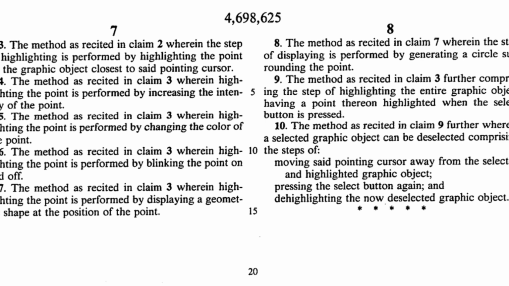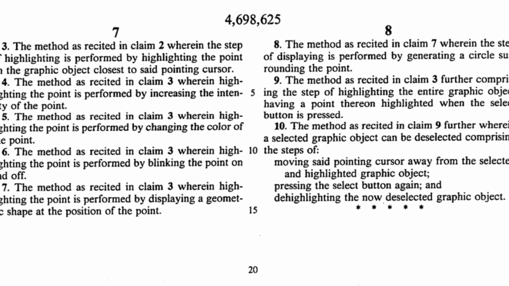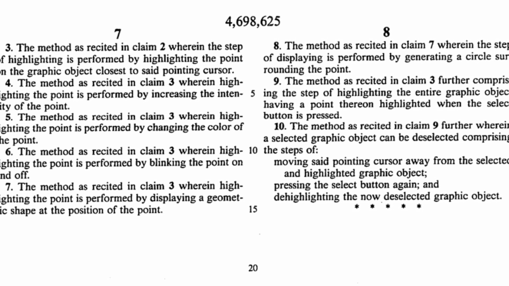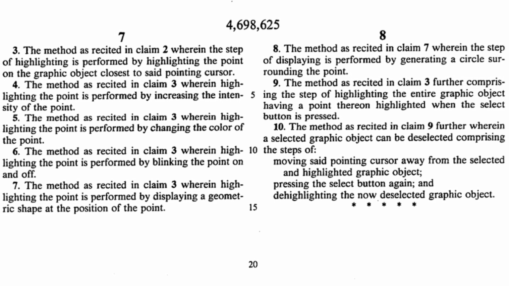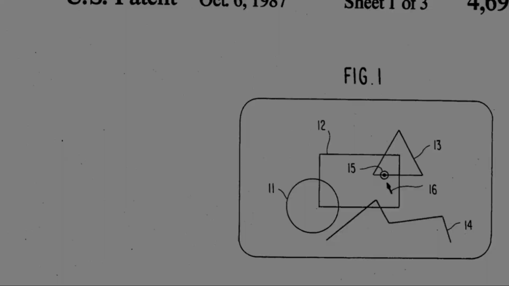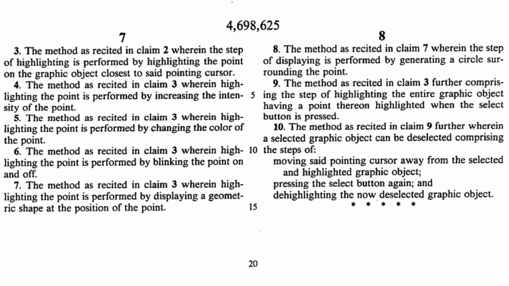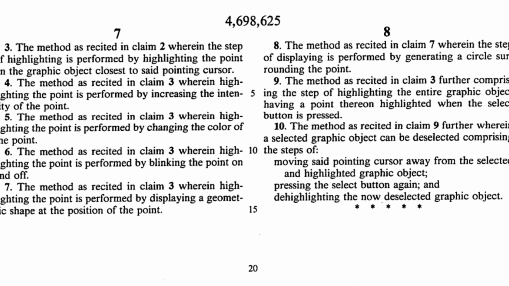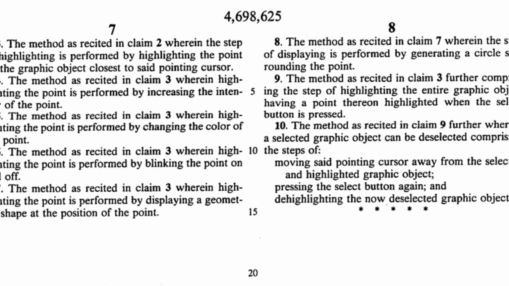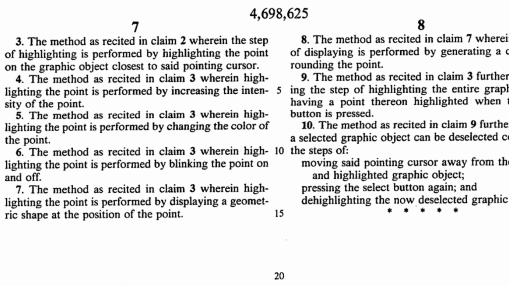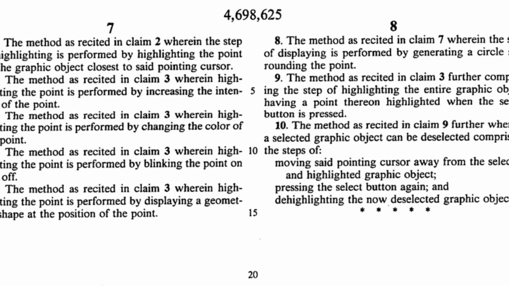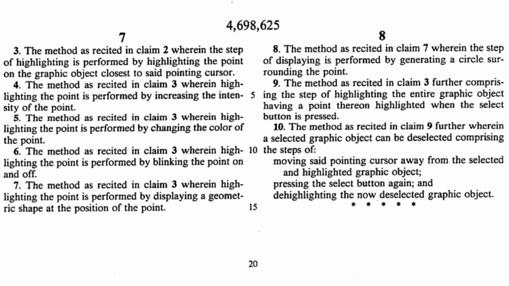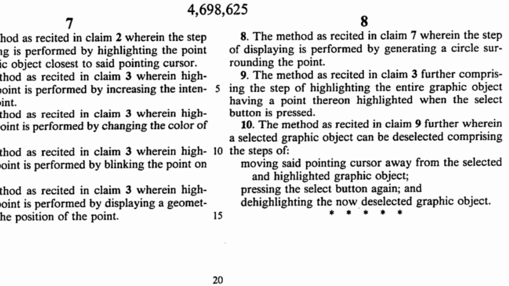9. The method as recited in Claim 3 further comprising the step of highlighting the entire graphic object having a point thereon highlighted when the select button is pressed. 10. The method as recited in Claim 9 further wherein a selected graphic object can be deselected, comprising the steps of moving said pointing cursor away from the selected and highlighted graphic object, pressing the select button again, and dehighlighting the now deselected graphic object.